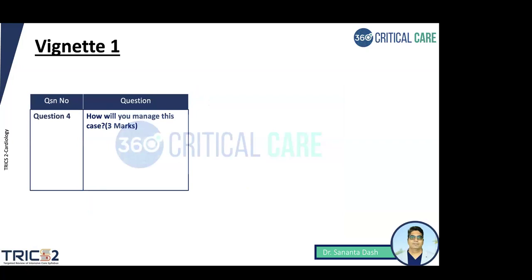How will you manage this case? Now, anybody want to volunteer? It's the easiest question, probably a final MBBS question, but let's see how many things you get correct. There are 3 marks, so you have to talk about 3 important points that you cannot miss.